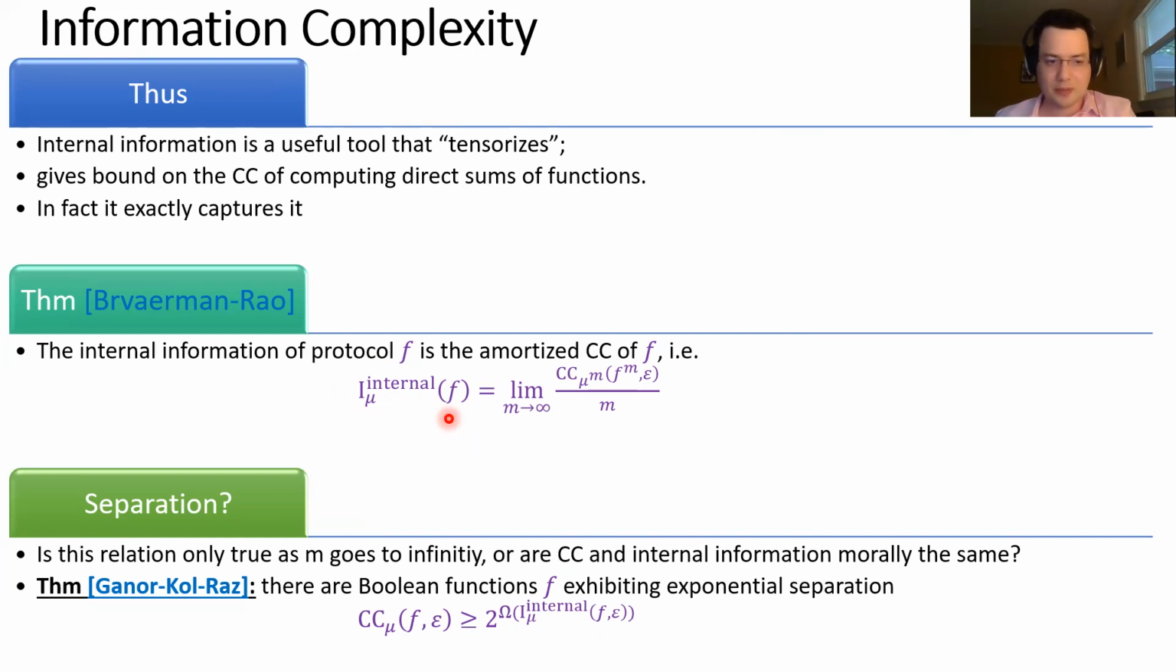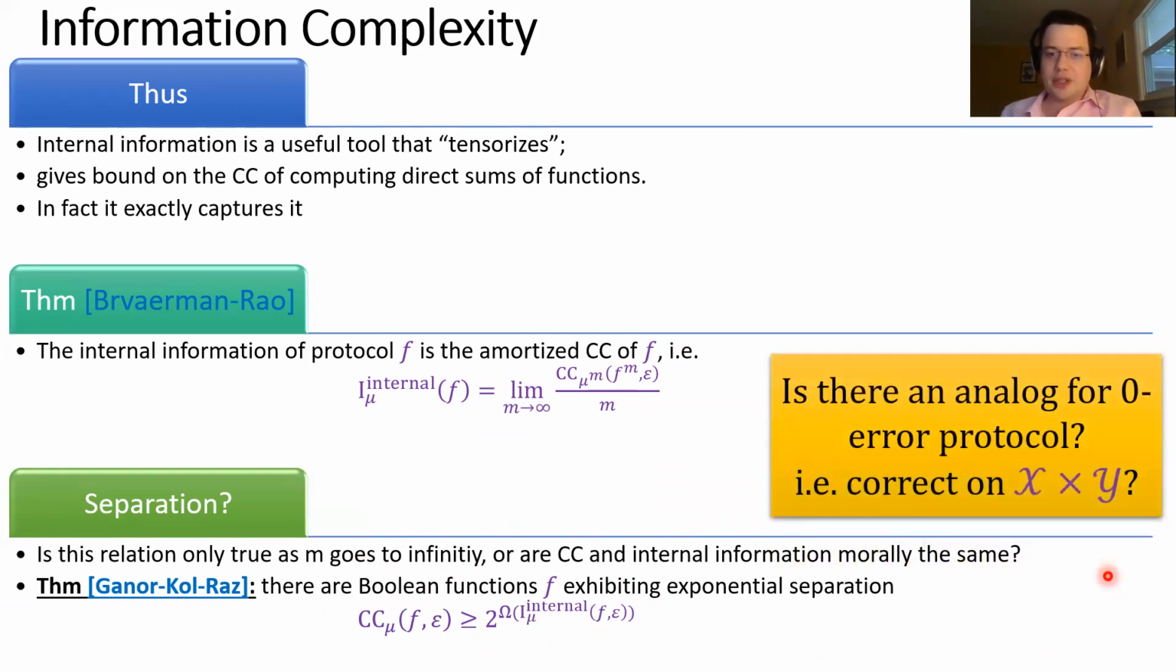So there is a beautiful result by Ganor, Kol, and Raz that shows that there is a Boolean function that gives an exponential separation between internal information and communication. So there is a function such that to compute it, you only need to reveal k bits of information, which also means that if you have many, many copies, the per copy cost is only k, but the communication cost of one copy is exponential, it's like 2 to the k. And in fact, this is the largest gap possible. There is a matching upper bound that the gap can be at most exponential.